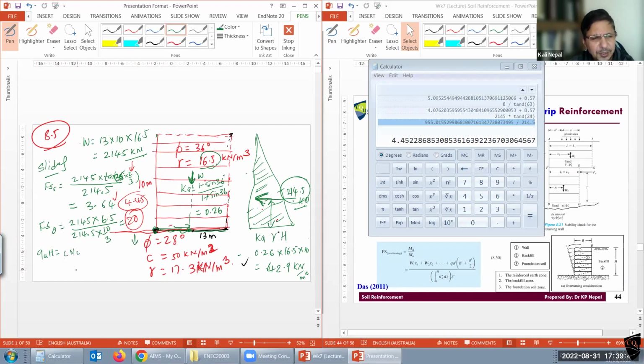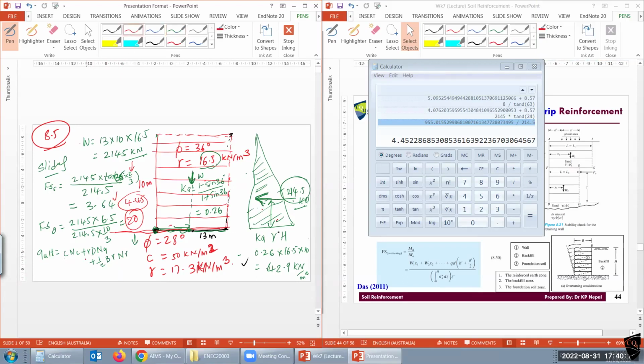cNc, we don't use correction factors. So cNc plus, what was the other one? The second part, gamma D Nq, plus half B gamma N gamma. If I remember correctly, that's the bearing capacity equation, right? Yes, sir.